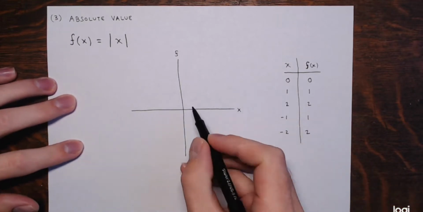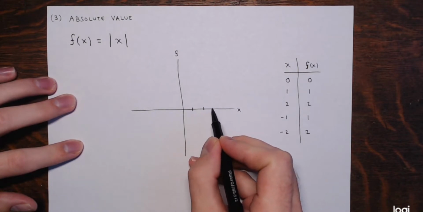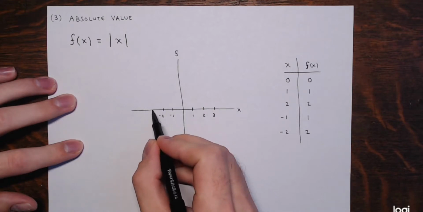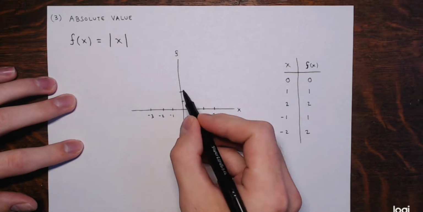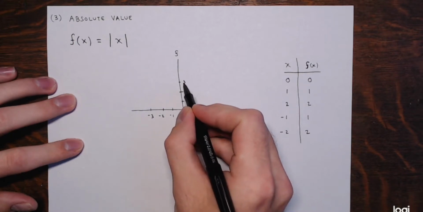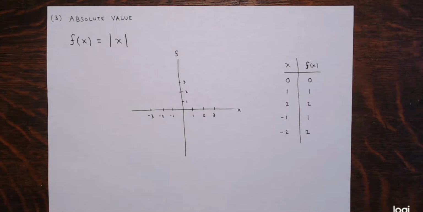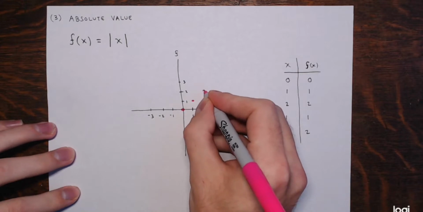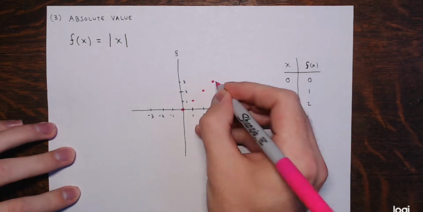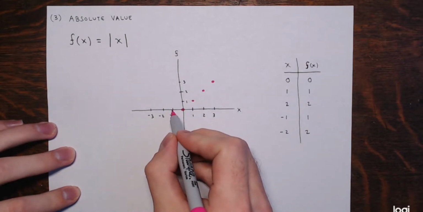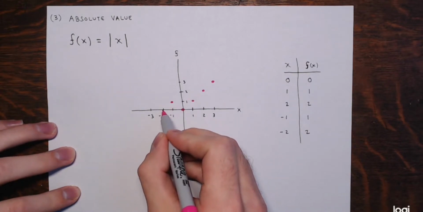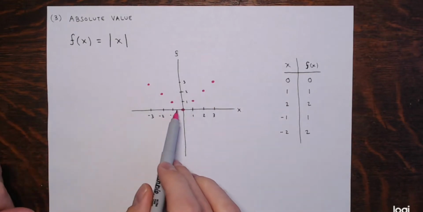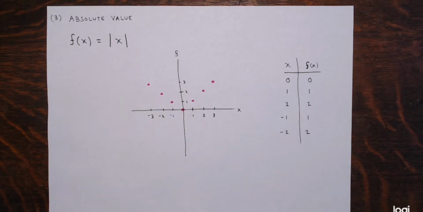Alright, so again, I'm going to mark off some notches here for some integers on the x-axis. And notice I'm only going up on the y-axis. So input 0, output 0. Input 1, output 1. Input 2, output 2. Input 3, output 3. The absolute value of 3 is 3. Input negative 1, output positive 1. Absolute value of negative 2 is positive 2. Absolute value of negative 3 is positive 3. And what you're going to see are these rays that form this V shape. Looks like a V.